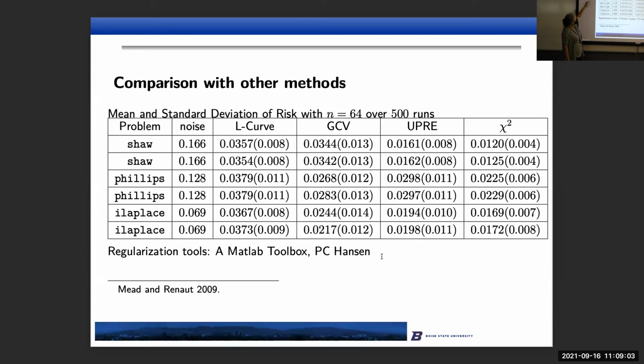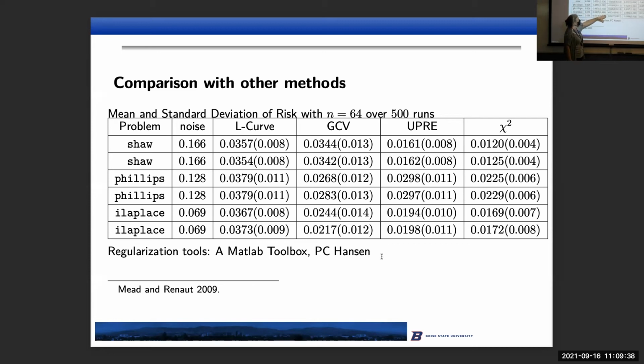These are the different problems and the different noise levels. There's the L curve, generalized cross-validation (GCV), UPRE, which stands for unbiased predictive risk estimation, and then the chi-squared method. In the tests we ran, these are the mean and the standard deviation of the risk.